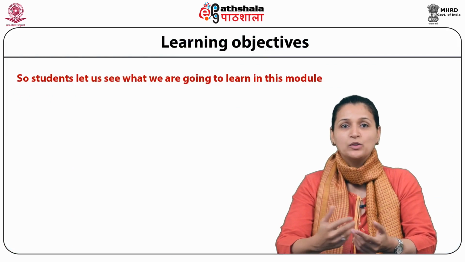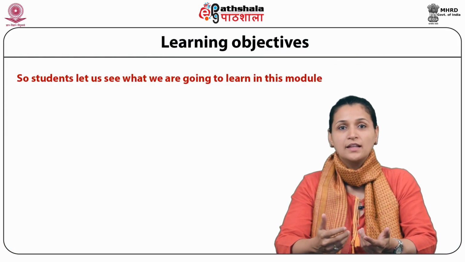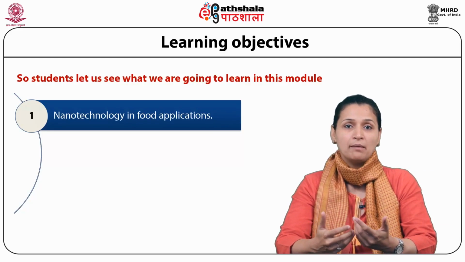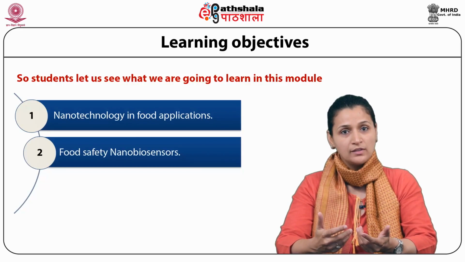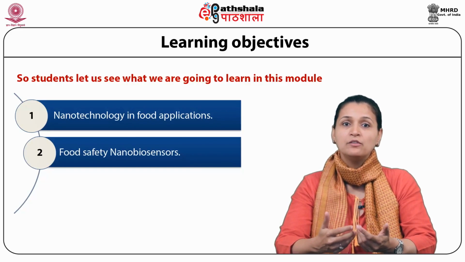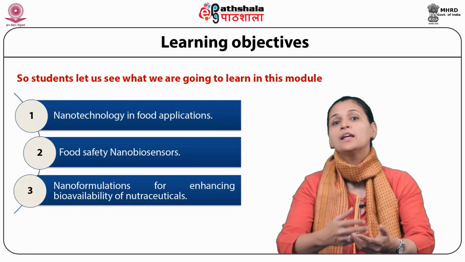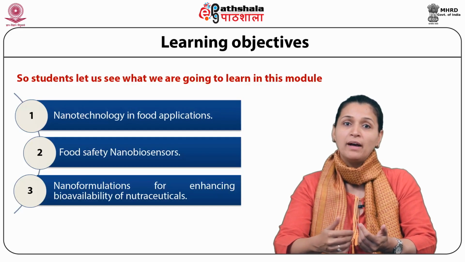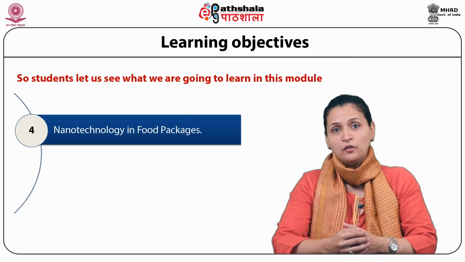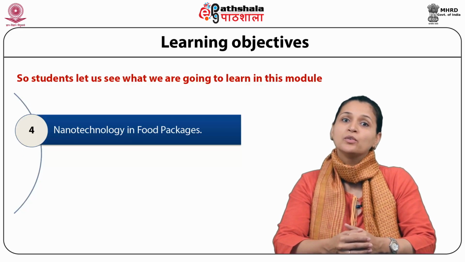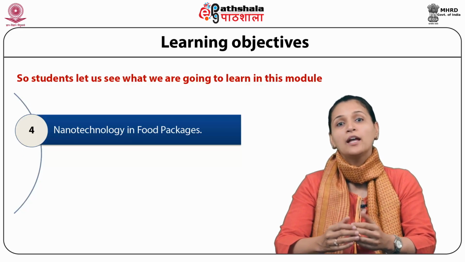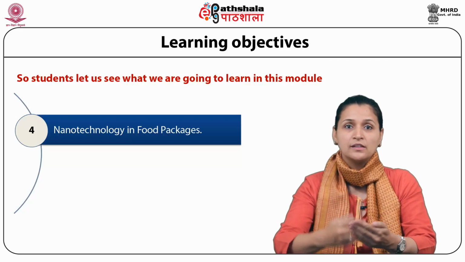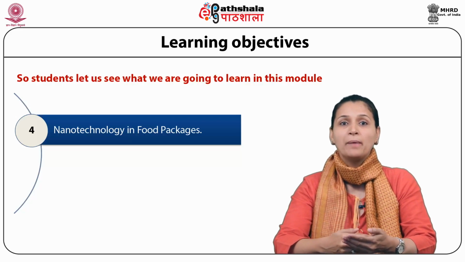This module has been designed with the following objectives: nanotechnology in food applications, wherein we will discuss 3 separate applications. First is food safety nanobiosensors, followed by nano formulations in food applications. Nano formulations are used for enhancing the value of certain foods for human use, followed by nanotechnology in food packages. Now, food packages is a very interesting application of food nanotechnology, wherein we will see how nanomaterials have been used or impregnated or devised inside the conventional materials, and how the properties of these conventional packages are enhanced.